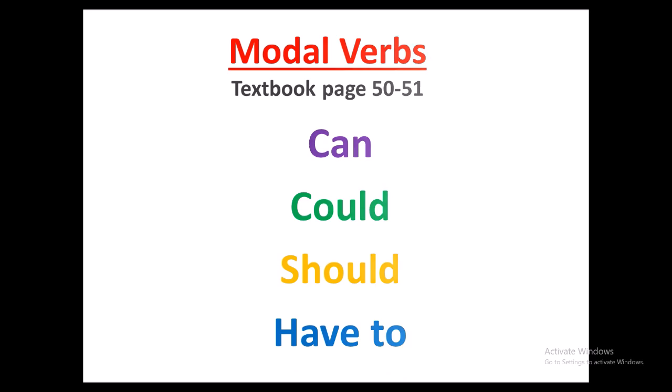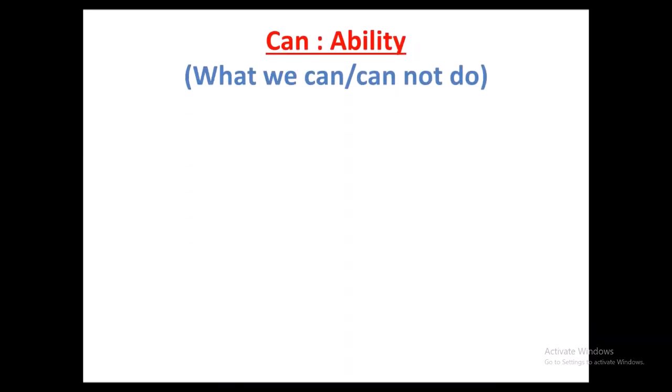Okay, the first one, can. So when do we use can? We use can for ability. So what is ability? Ability is what we can or cannot do. It means that you are able to do something maybe other people cannot do, but you can do it. And the form is we use can plus verb.